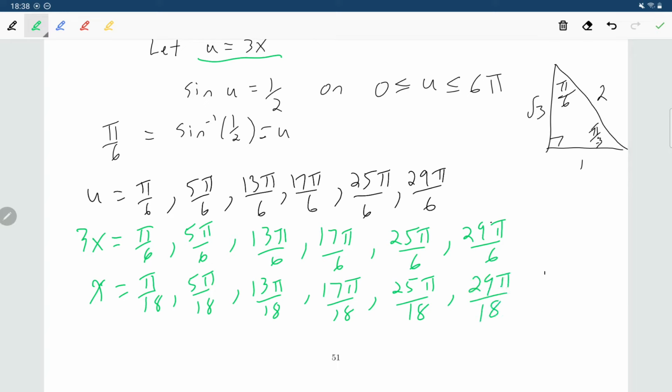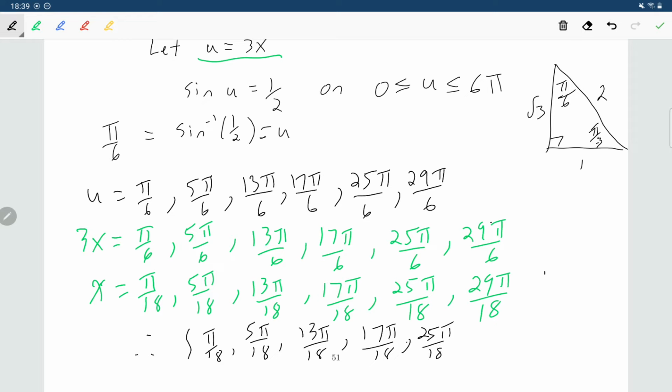So our solution set here contains 6 different solutions. And let's just write those solutions in our solution set. 17 pi over 18, 25 pi over 18, and 29 pi over 18.